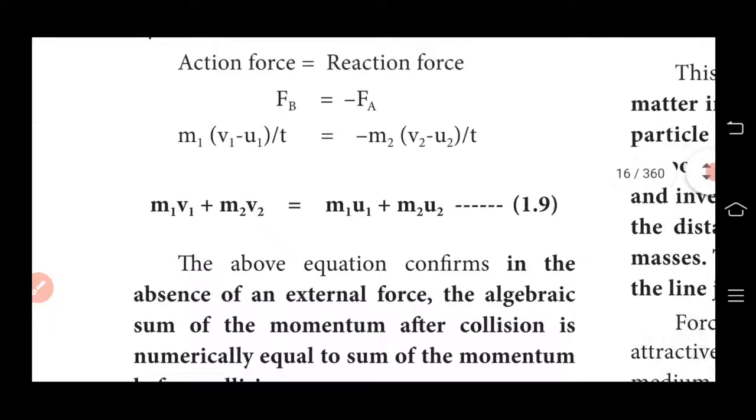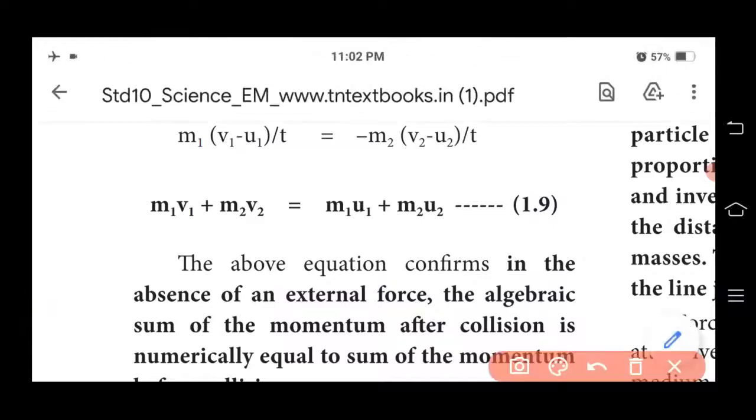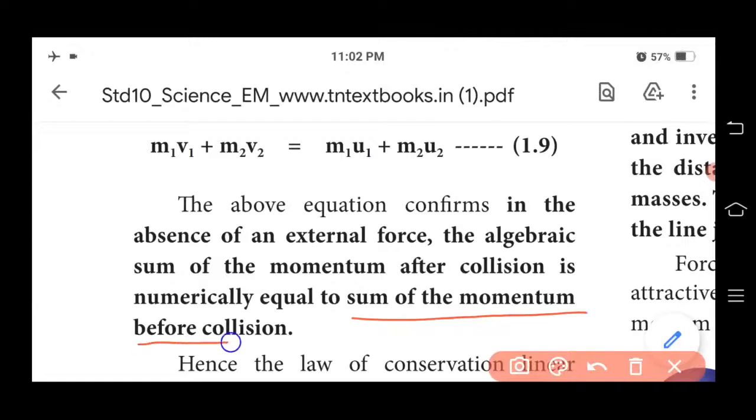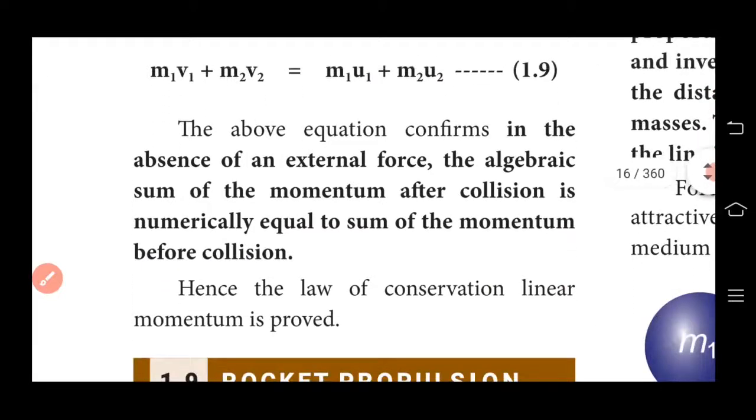Students, from the above equation we confirm that in the absence of an external force, the algebraic sum... What is meant by algebraic sum? Adding with the plus and minus symbol. The algebraic sum of momentum after collision is numerically equal to the sum of the momentum before collision. So hence the law of conservation of linear momentum is proved.